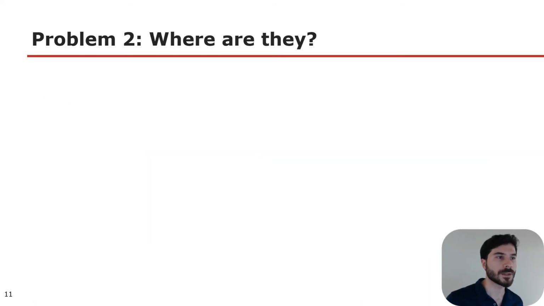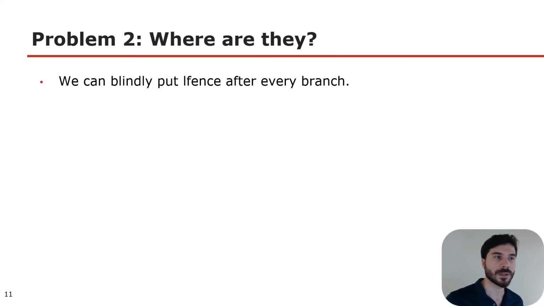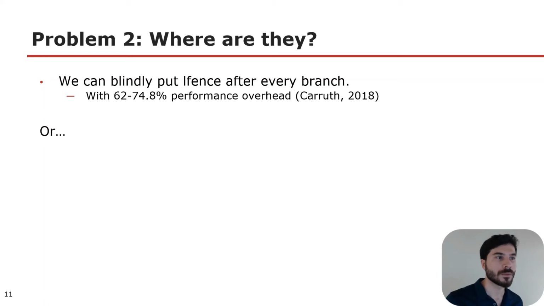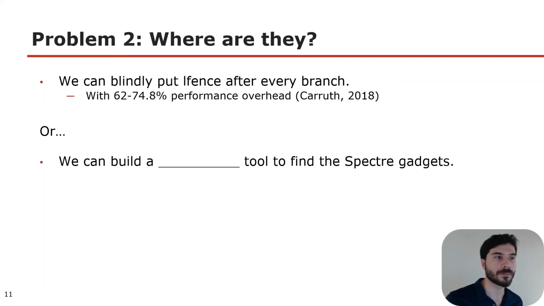After creating a Spectre gadget dataset, the main problem still lingers. How do you find the gadgets in the wild? We can put lfences after every branch to block speculative execution, but it causes too much performance overhead. Or we can build a tool to find them, and we want to make it automated, scalable, and as accurate as possible.